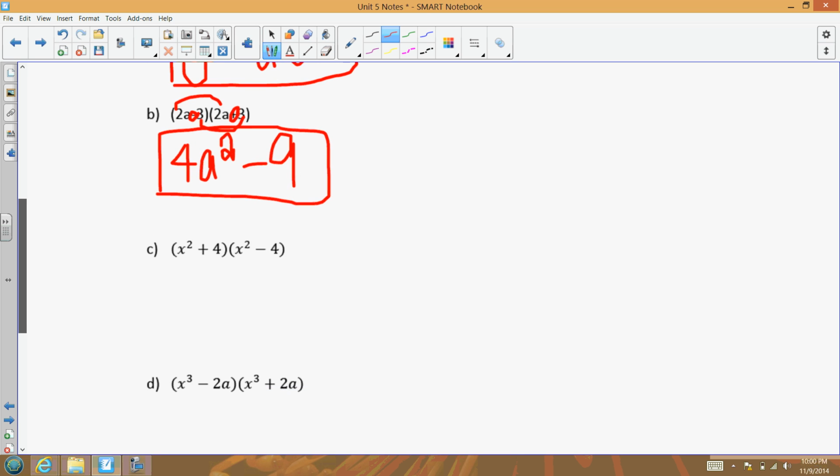C, we see again, same exact expression. The difference is the minus and the plus. So we can multiply the first terms. We get x to the fourth because we keep the base and add the exponents. And then we have positive 4 times negative 4, which is going to give me negative 16.